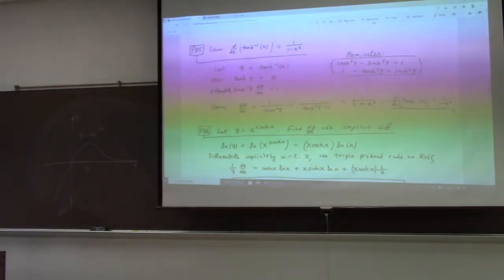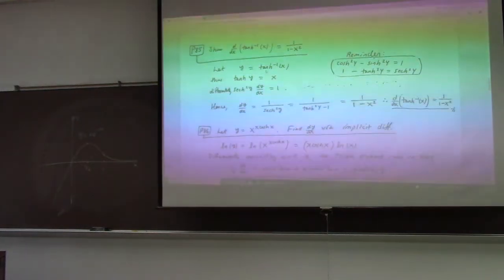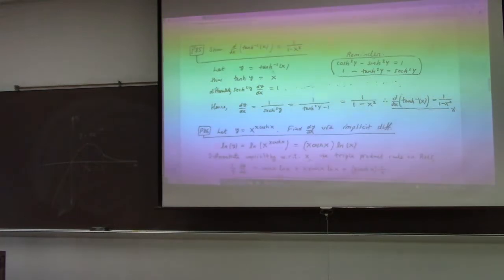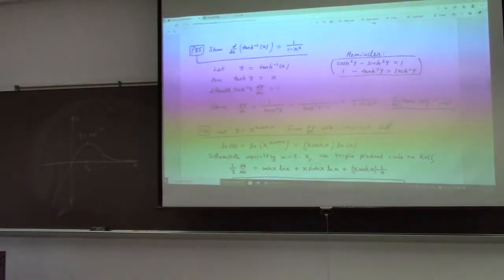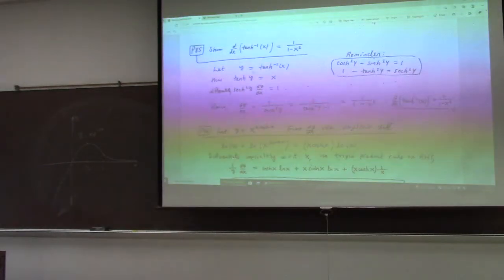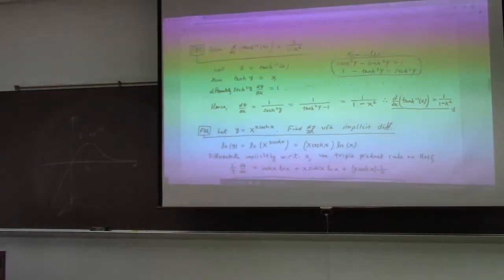Show that the derivative of inverse hyperbolic tangent is 1 over 1 minus x squared. So what we do is, we set y equal to whatever you're trying to differentiate, right? In this case, inverse hyperbolic tangent. Then I take the hyperbolic tangent of both sides. So that gives me tanh of y equals x.